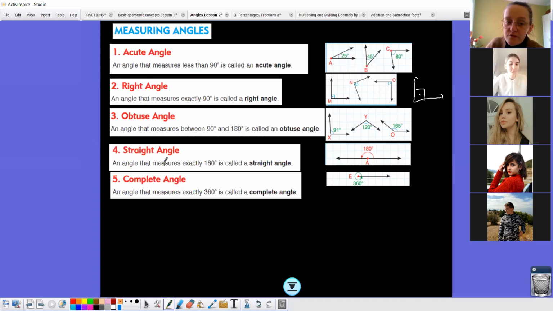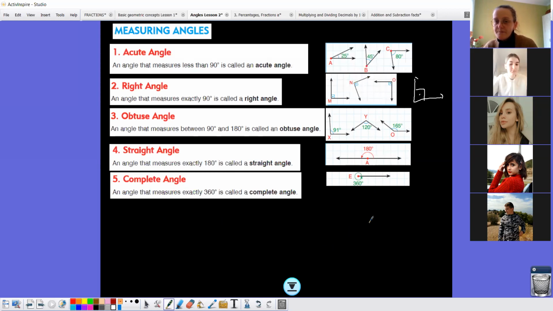And the fourth one, straight angle. An angle that measures exactly 180 degrees is called a straight angle. This is a straight angle. And we have complete angle. An angle that measures exactly 360 degrees is called the complete angle. So one turn, or full turn, is 360 and it is called a complete angle.